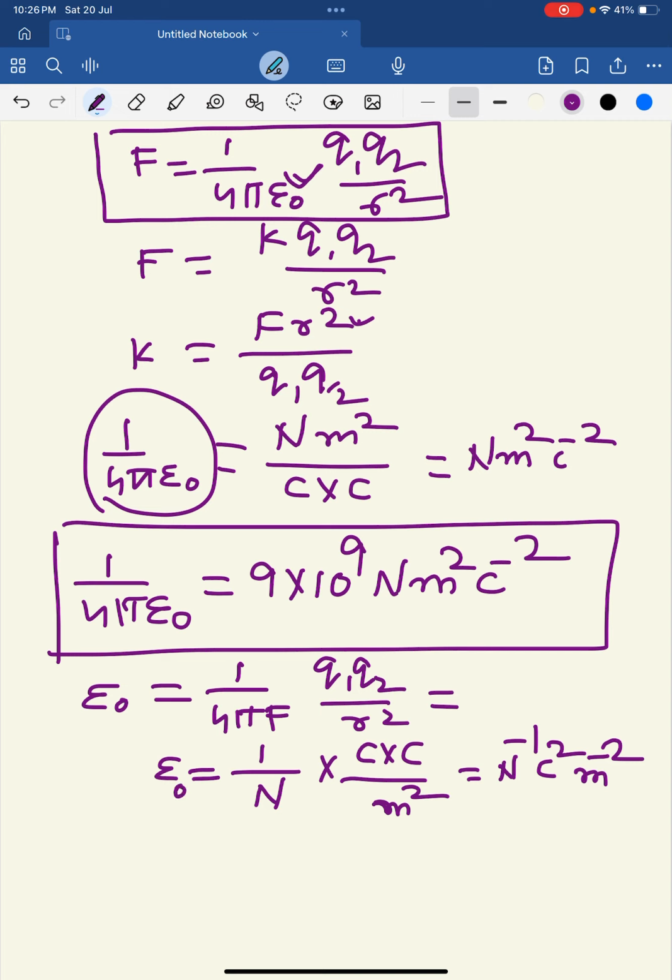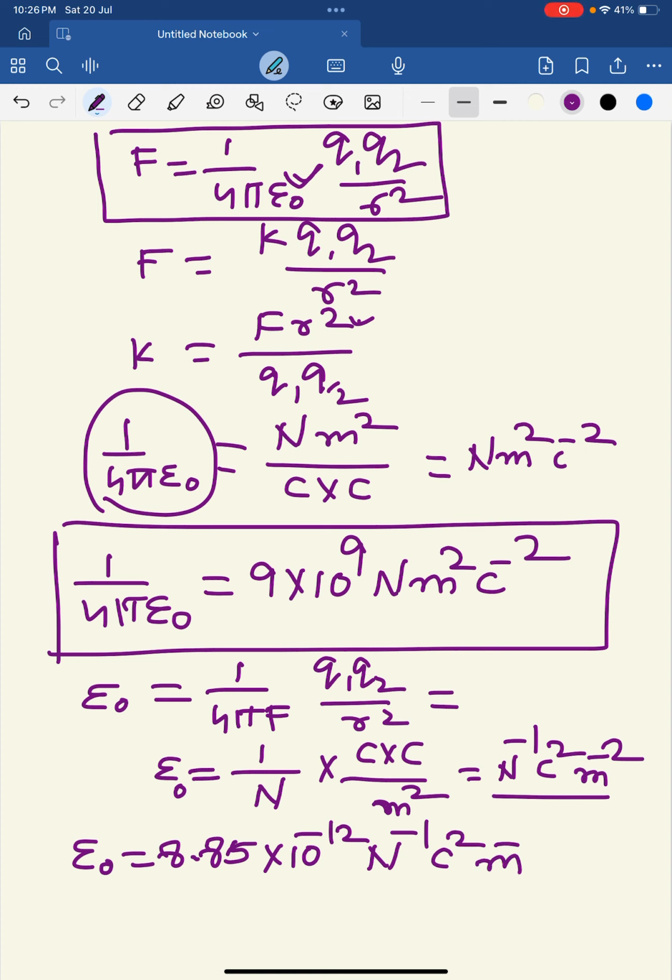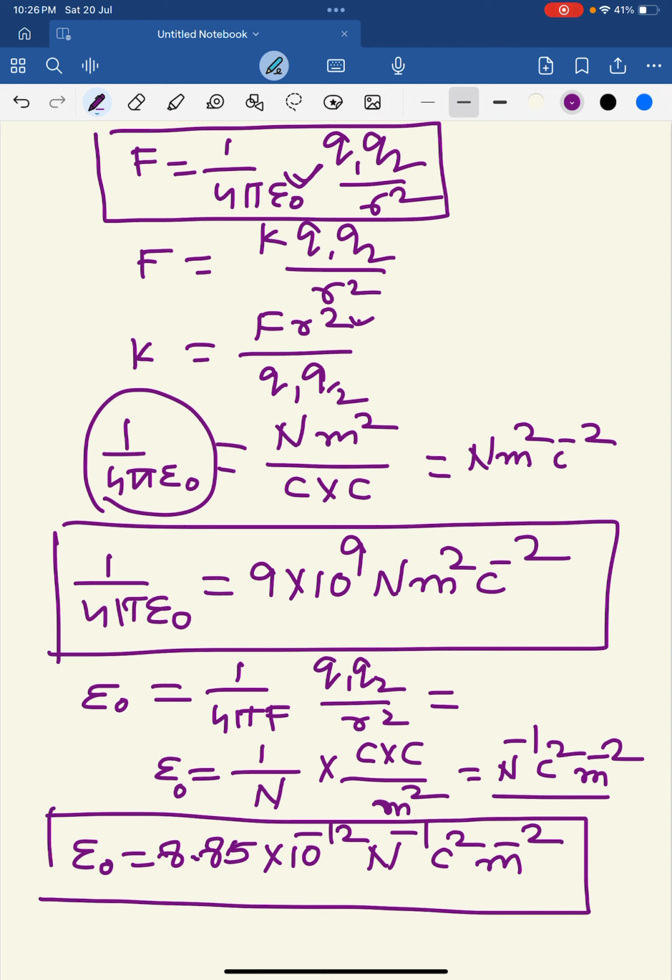This epsilon naught also has a constant value, that value is 8.85 into 10 power minus 12. What is the unit? Newton inverse Coulomb square meter power minus 2. Okay, I hope you understand.